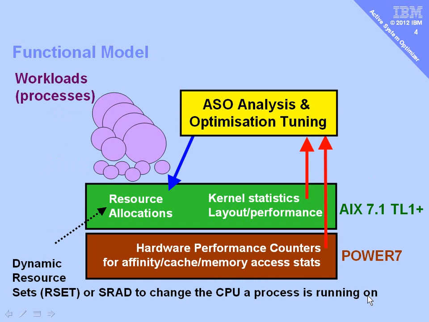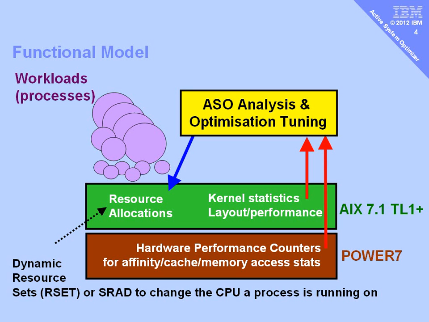Now, once ASO is activated, it has no other need for user involvement. It just gets on with doing its work behind the covers. It identifies and optimizes the suitable workloads using two sources of data. First of all, the AIX kernel statistics about processes and threads, but it's also pulling information from the POWER7 hardware performance counters that come out of the POWER7 chips. These are very low level counters usually used by kernel developers.